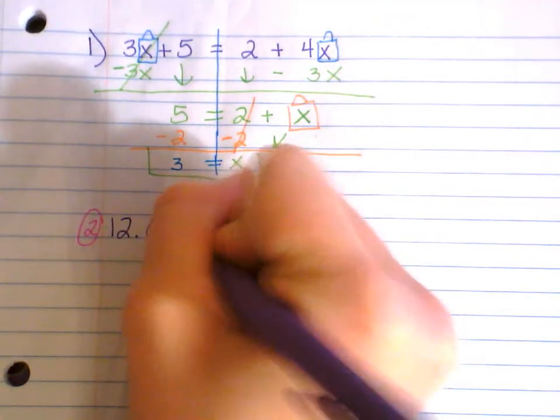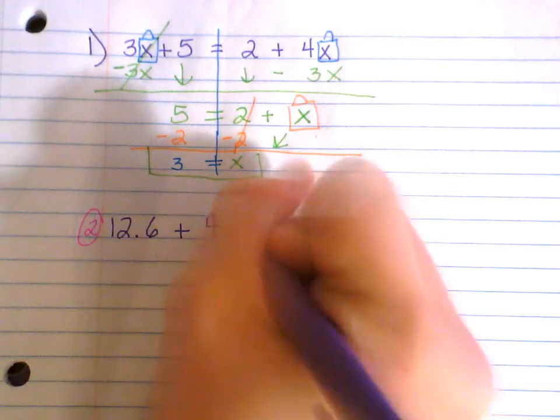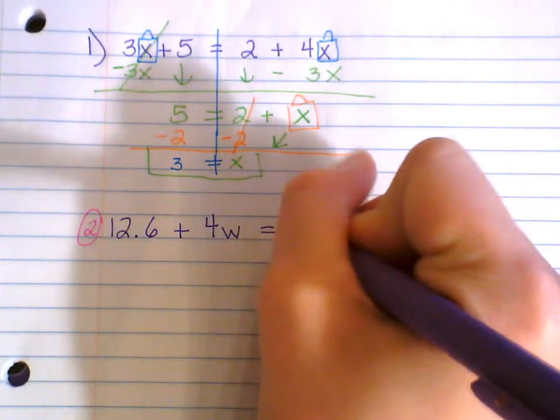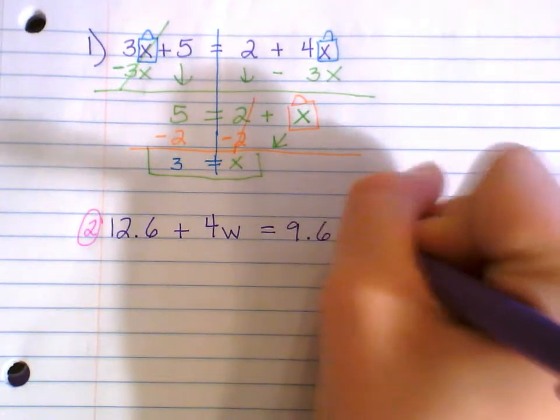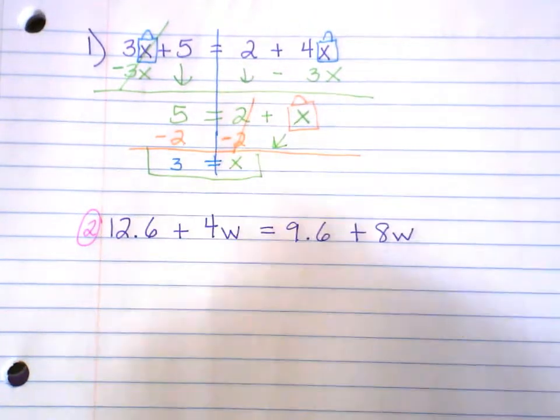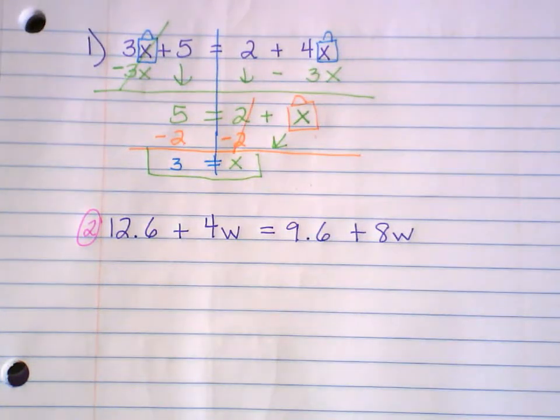.6 plus 4w equals 9.6 plus 8w. Don't let the decimal scare you guys.